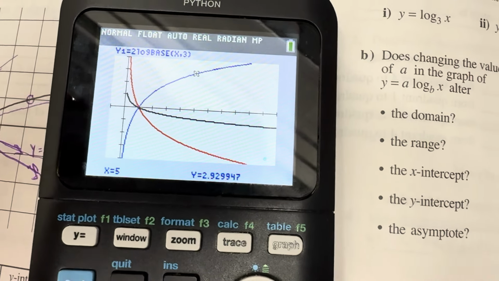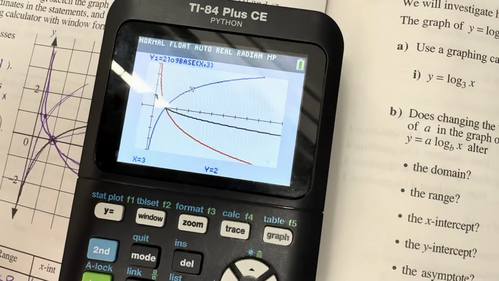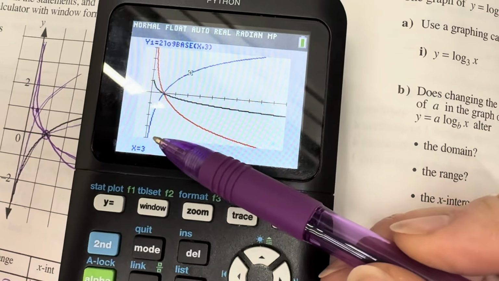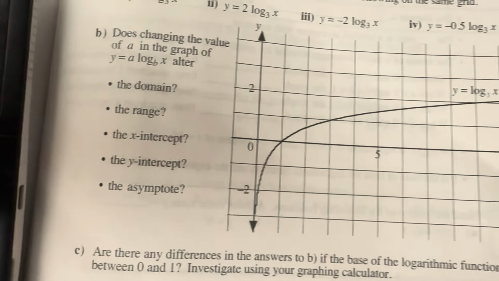So if I go into, let's go to, or no, so I want, what do I want? Oh yeah, because it's a base 3, so I want 3, okay? So base 3, I've got the coordinate point 3 and 2. So I'm going to plot that 3 and 2. Okay, and then I know that it's going to go through the intercept there.